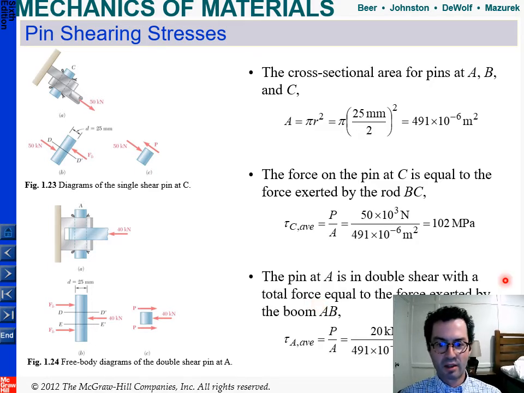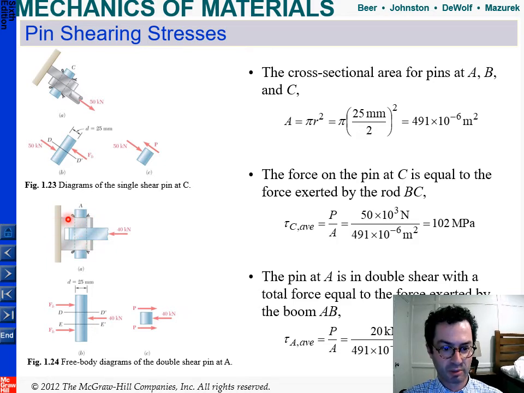And the pin at A is in double shear. Now we're on to pin A. So this is right here. Now this is at the bottom, recall. Remember, we've got 2 of them anchored into the wall. Pin A is in double shear, so there are 2 areas that it's pulling on. And recall, we're in compression on the bottom. Your bottom member has a force of 40 kilonewtons in compression in a double shear.